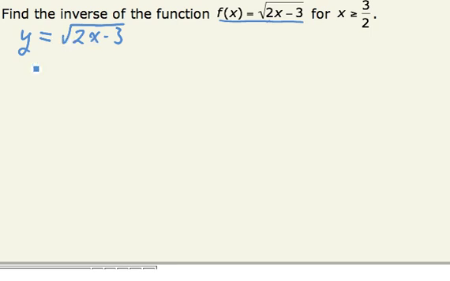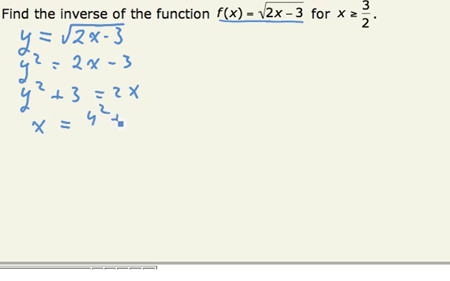To get rid of the square root, I will square both sides of the equation. To solve for x, I'm going to add 3 to both sides of the equation. And then I'll divide both sides of the equation by 2. So I'll get x equals y squared plus 3 divided by 2.